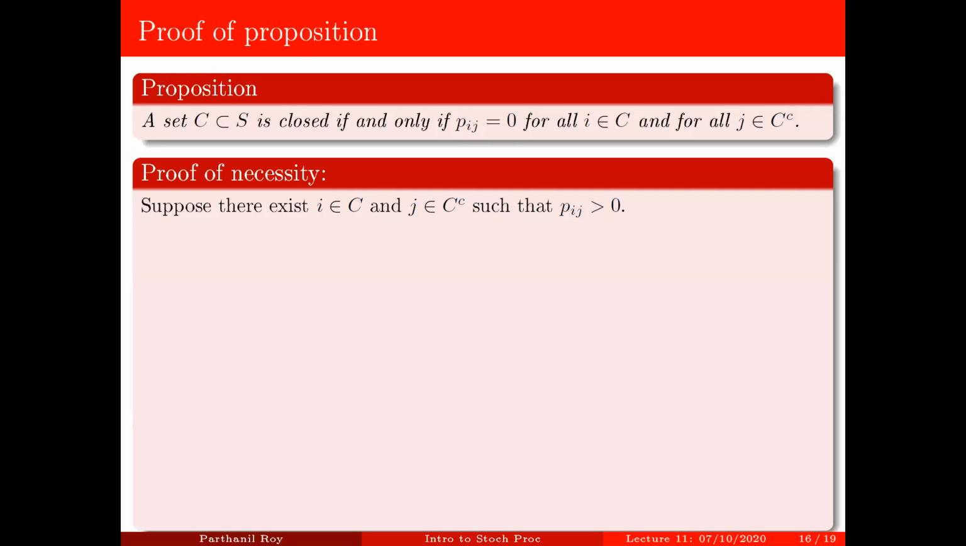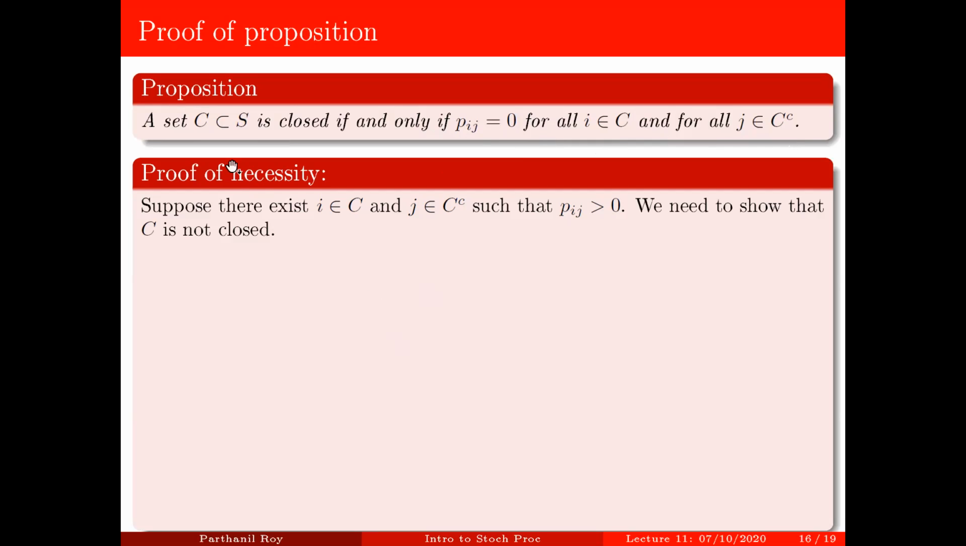Namely, we have to show that if C is closed, then P_ij is equal to 0 whenever i is taken from C and j is taken from C complement. Instead of that, we'll show the following. Suppose there exist i in C and j in C complement such that P_ij is strictly positive. We will show that C is not closed.